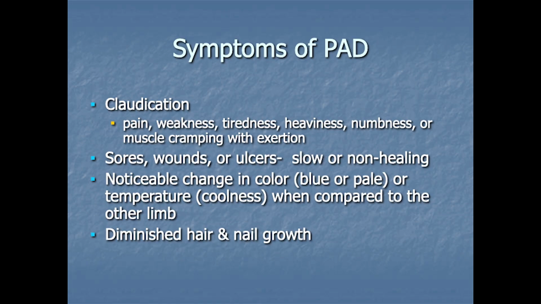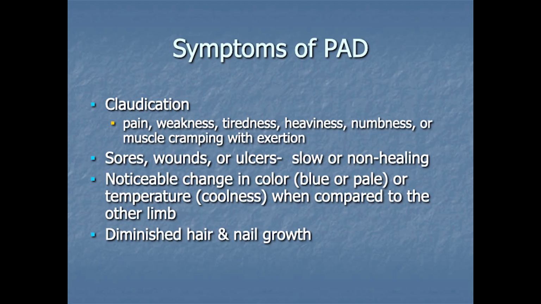So the common symptoms start with, okay, you can be non-symptomatic, so that's one. But then the next phase is what we call claudication. And that literally means to limp, okay? So that's how it was initially described. In claudicants, it's pain, weakness, tiredness, heaviness, numbness, muscle cramping with exertion. You're using the muscle, can't get the fuel fast enough, and it hurts. It's exercise dependent. That is the hallmark of claudication.